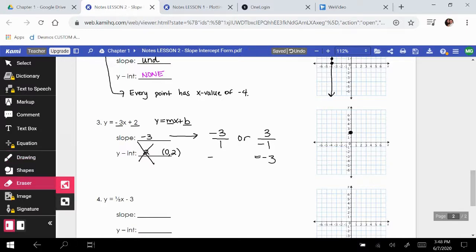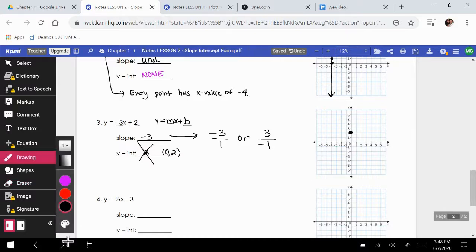So what would this mean in terms of rise over run? Here the rise is -3, so that would be down 3. And then we have a positive 1, so that would be right 1. Or we have positive 3 on top for the rise, so that would be up 3. And then my run is -1, so negative would be to the left 1. Okay, so you can do either one from that point.